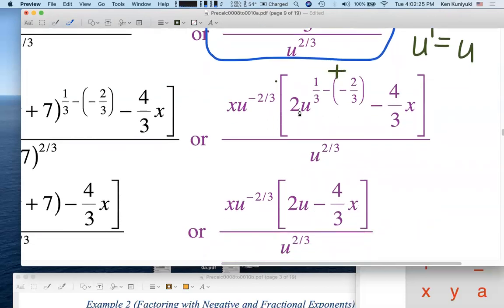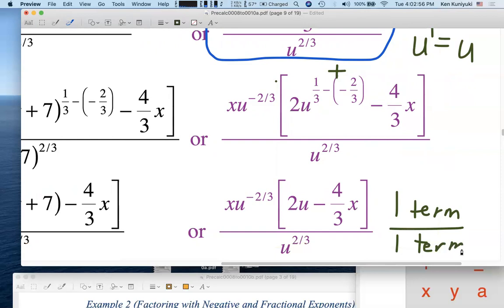So the only thing I did here was that I indicated that 1/3 minus negative 2/3 end up being 1, and we can delete that exponent. If 1's the exponent, we don't need it. Okay, look what we have here. We actually do have one term over one term, which means we can now do top, bottom, canceling, or dividing.